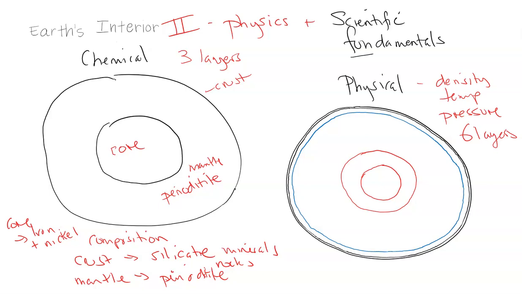So the 6 layers are as follows. We have the crust, as per normal, which is the very thin exterior line of the diagram, the model. Then we have this very small, tiny lithosphere. Below that, we have another thin layer, gradually thicker but still very thin in the grand scheme of things, which is the asthenosphere. And then we finally get to the larger layer, which you would think is the mantle.